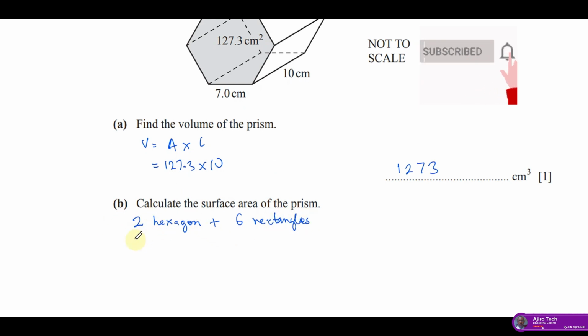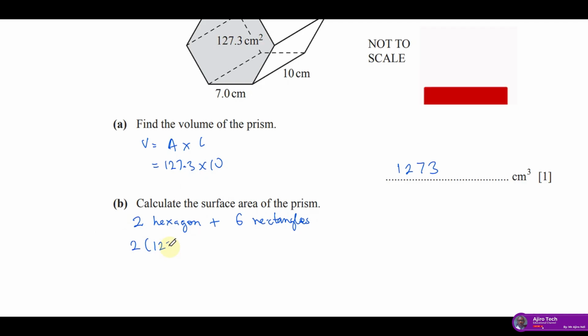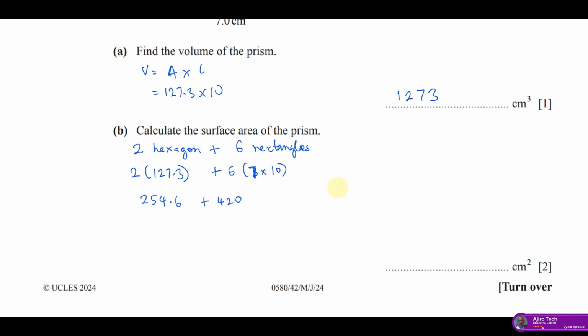So therefore, two hexagons, that is 2 times 127.3, plus 6 times the rectangle. Each rectangle has a side of 7 centimeters multiplied by 10. So we have 254.6 added to 420. So the surface area of this should be 674.6 square centimeters.